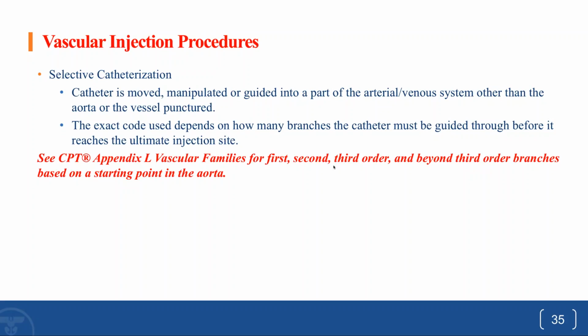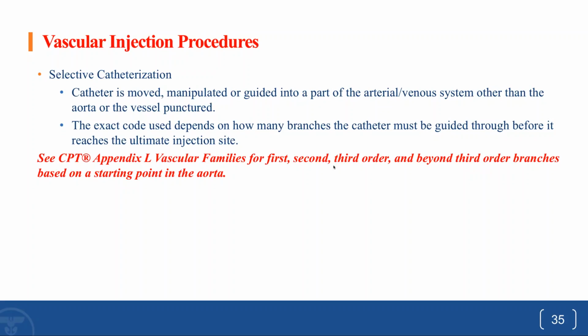Okay. And do you see where it says first order under vascular families? That's going to be your 36215. You're going to put that under first order, 36215. So if they say that the catheter was placed in the common carotid, do you notice that the left common carotid is at the bottom of this page? That's going to be 36215 because that's in the first order. See where I'm going? Second order branch is 36216.